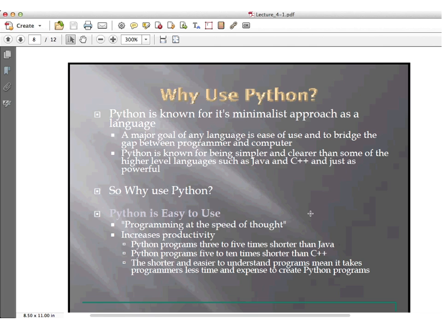So why use Python? It's easy to use, and the quote is programming at the speed of thought. It increases productivity because it's 3 to 5 times shorter than Java. Your Python program will be 5 to 10 times shorter than C++. The shorter and easier it is to understand these programs, the less time programmers have to spend debugging and the more time creating.